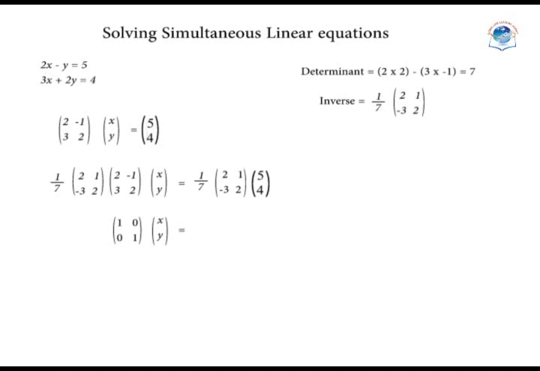we multiply the other side and we shall have 2 times 5 is 10, plus 1 times 4 is 14. Then we have minus 3 times 5 is minus 15, plus 2 times 4 is 8, and that gives us minus 7. So x, y is equal to 2, negative 1, and therefore x is equal to 2, and y is equal to minus 1.